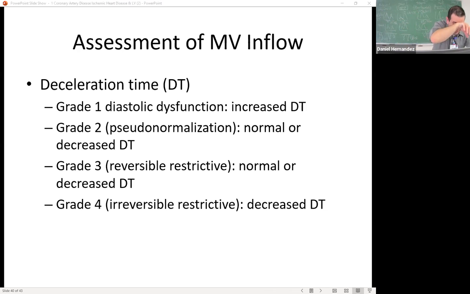So the last thing we can look at is actually our pulmonary vein flow now. So our pulmonary vein flow will unmask some things as well. I'm just going to erase some of this stuff.